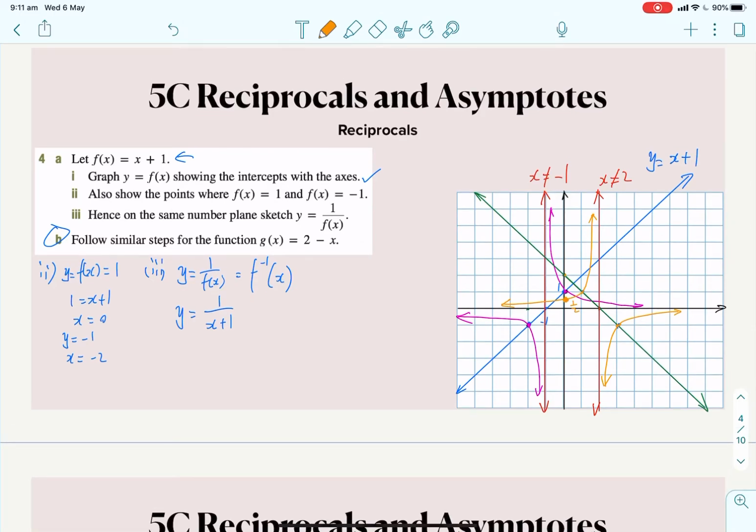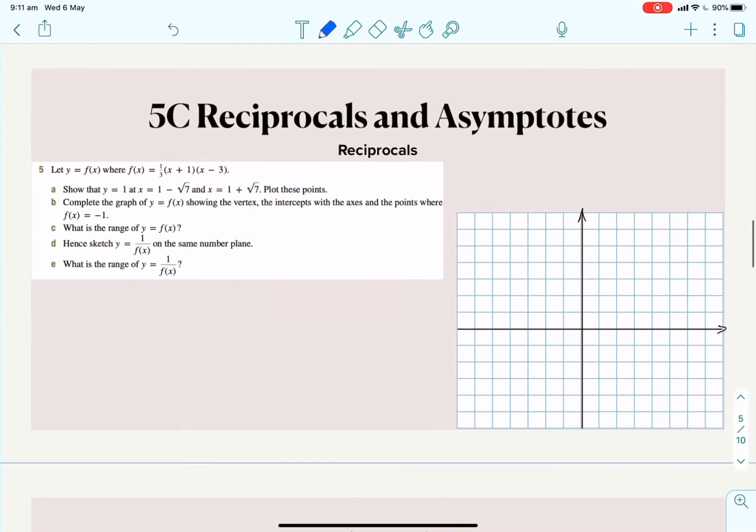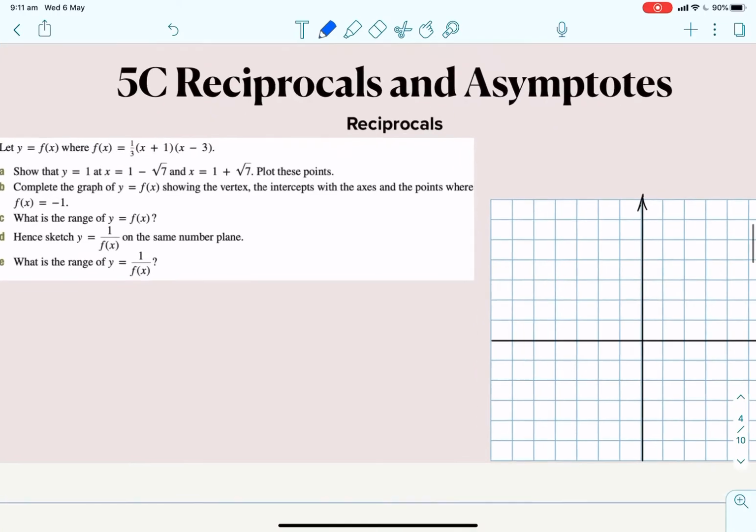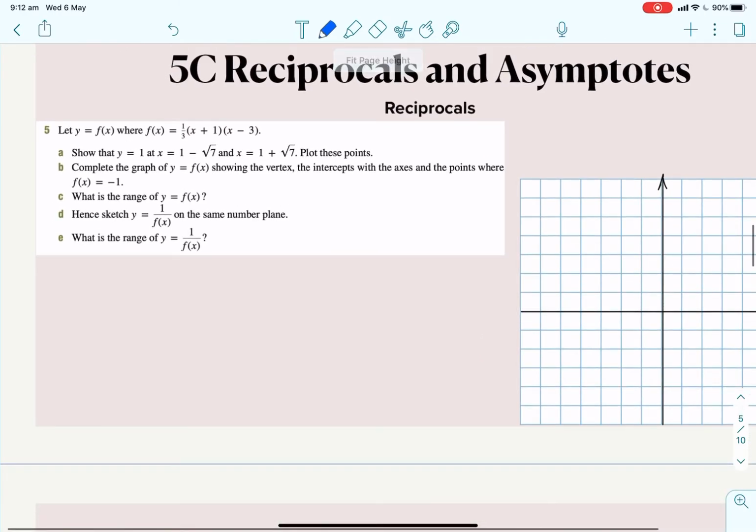So that is a straight line. Straight lines are kind of easy, but we need to move on to a quadratic equation. So we have one here. It looks kind of complicated, but we still need to do that, so let's give it a go.